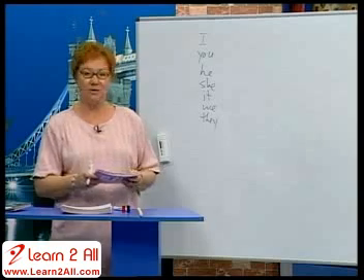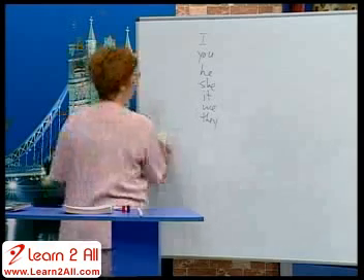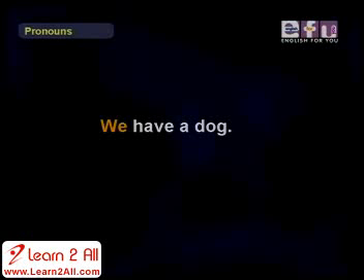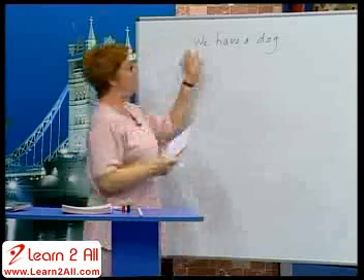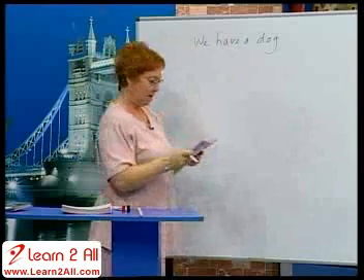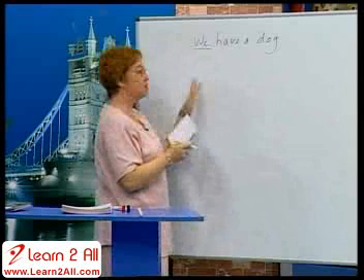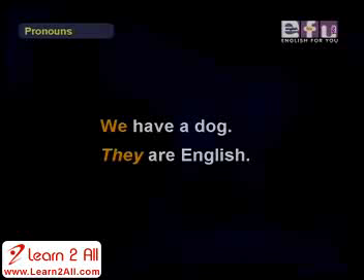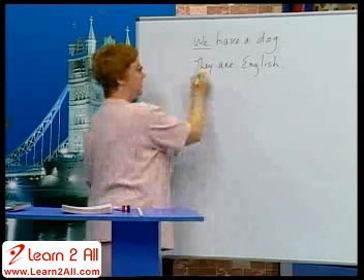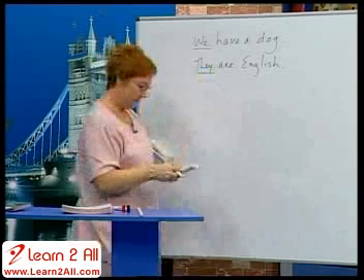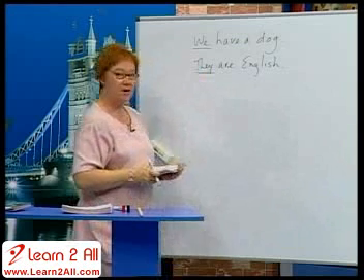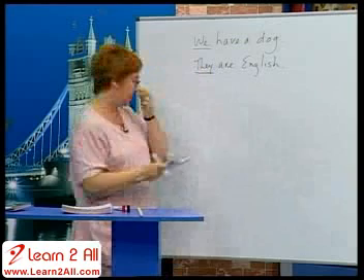We can use the pronouns to talk about the subject. And let's look at this. We have a dog. We have a dog. All right? And here we have we, the subject pronoun. Okay? They are English. They are English. And here they is the subject pronoun. Okay? Now, we can also use pronouns to talk about objects.